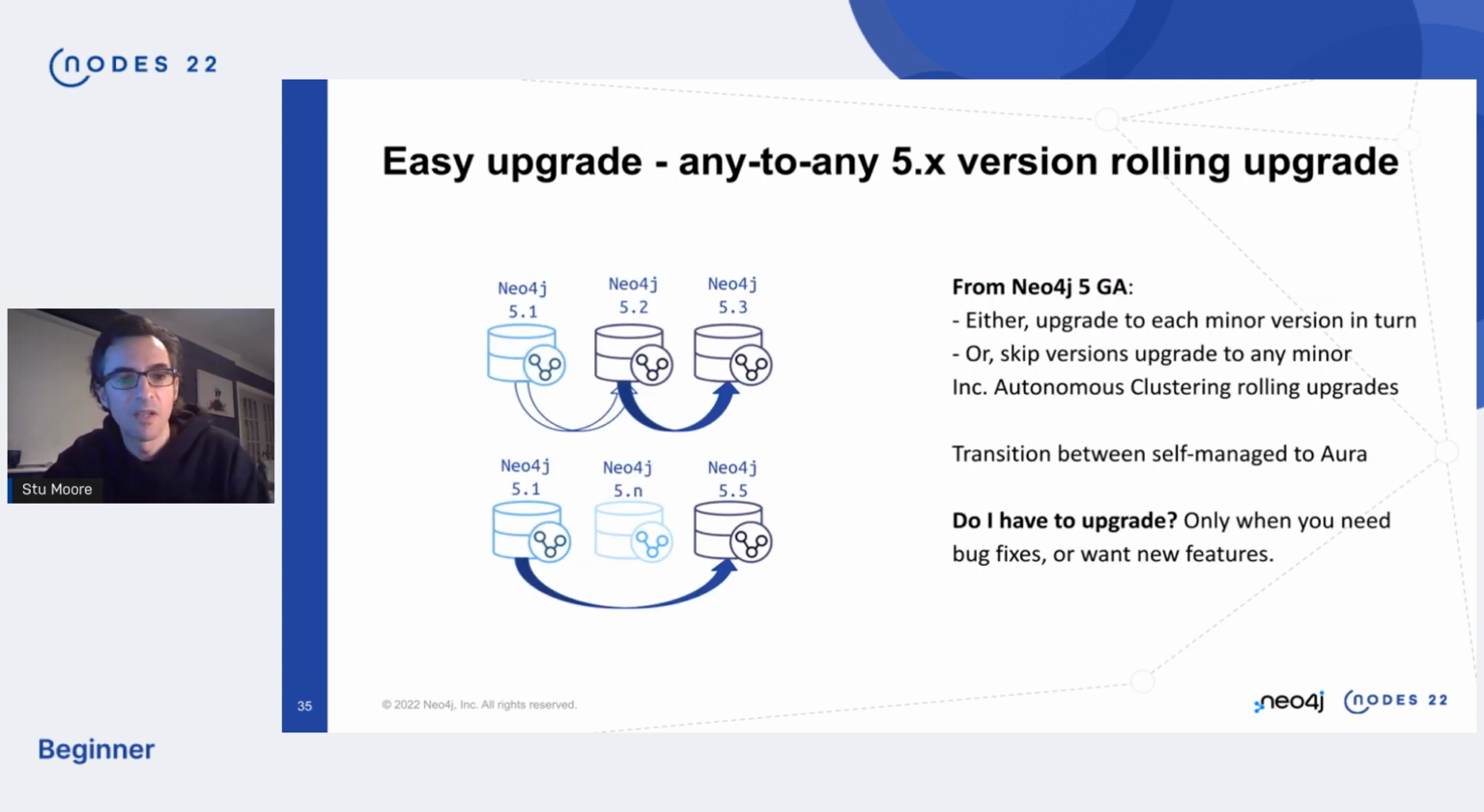To facilitate this, we've vastly improved the upgrade experience that was previously available. You're no longer required to go from one minor version to the next. You can still go 5.1, 5.2, 5.3. But excitingly, you can now go from 5.1 to 5.5 or 5.5 to 5.10. You don't have to upgrade, but you will be upgraded if you need bug fixes that come out in the later minor versions.